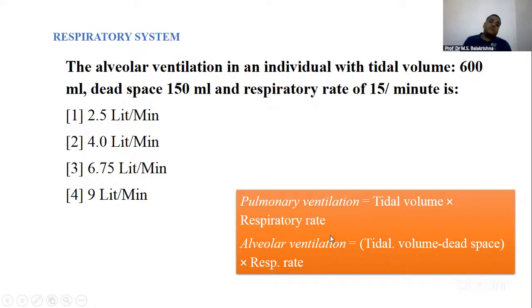Alveolar ventilation, the formula is equal to tidal volume minus dead space into respiratory rate. So tidal volume is 600, dead space is 150. So that is 600 minus 150, which is 450. So 450 into 15, respiratory rate is 15. That is equivalent to 6.74 liters. So these formulas you should learn. So please learn this formula.